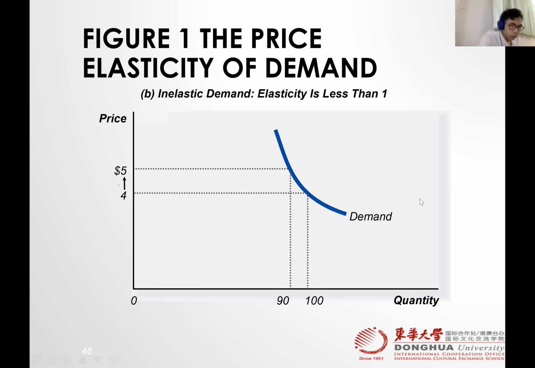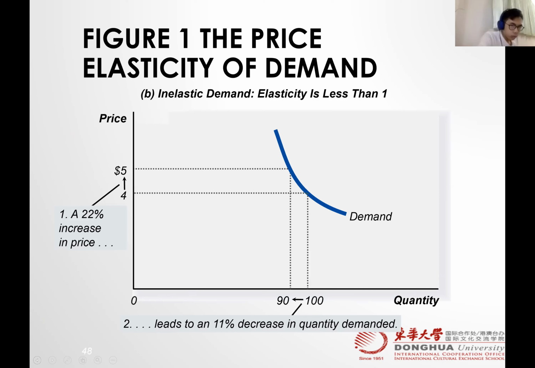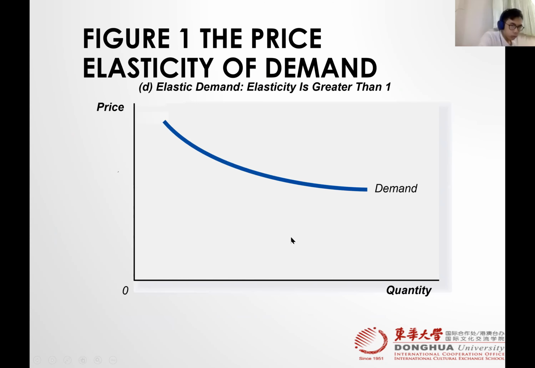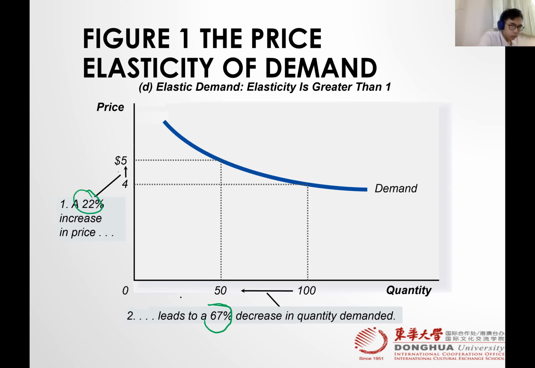And if you find out the percentage change, there is a 22% change that causes an 11% change in quantity demanded. A 22% increase causes an 11% decrease. A big price change causes a small change in quantity demanded. So it means it is less elastic. Right, guys? Similarly, a small change, 22%, causes a 67% change. Must be elastic, greater than 1.